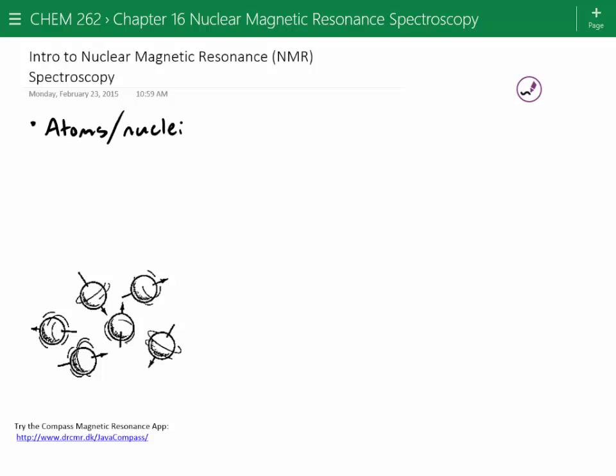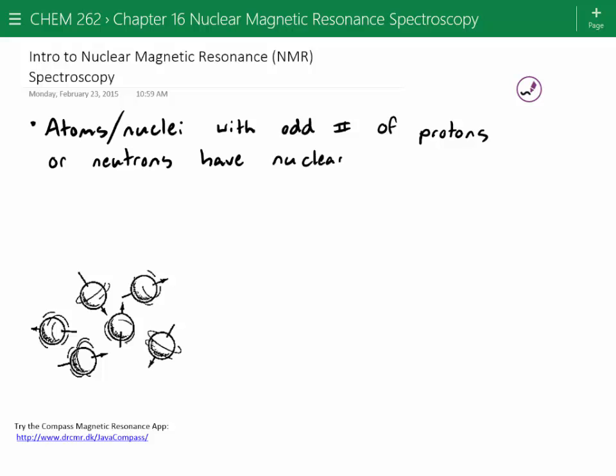So atoms with nuclei with an odd number of protons or neutrons have nuclear spin.